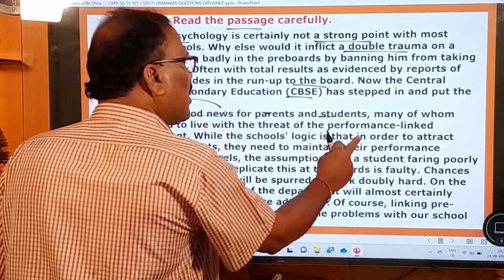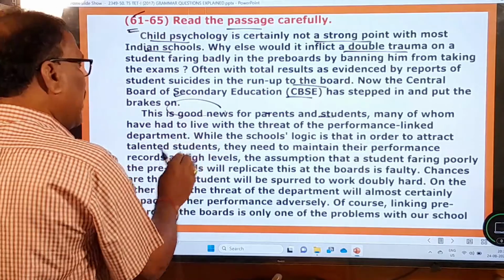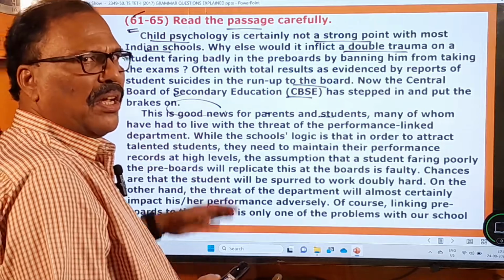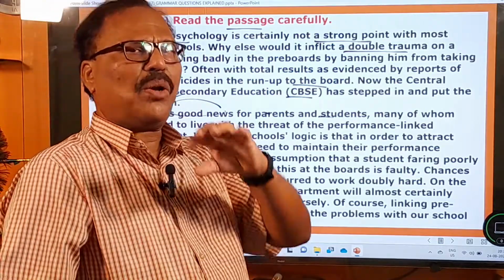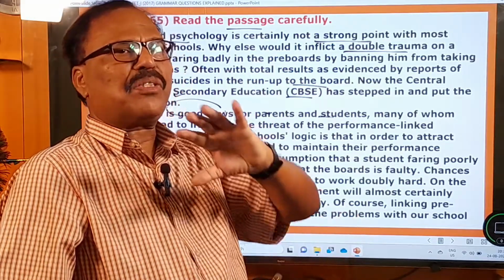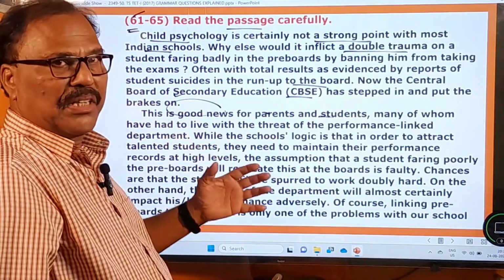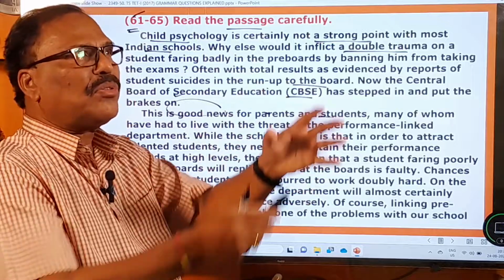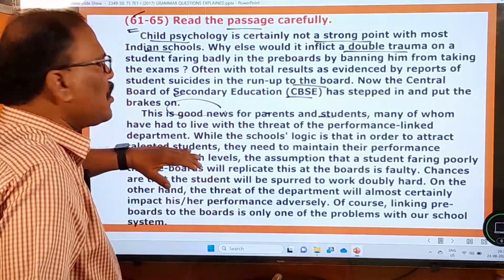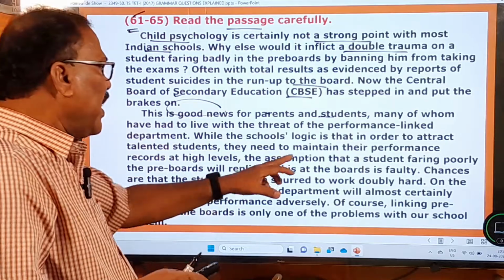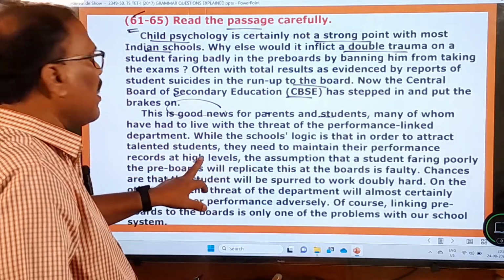The school's logic is that in order to attract talented students, they need to maintain their performance records at high levels. Very well, not only in corporate high schools, but also in corporate colleges, the same trend is continuing now. In order to attract talented or highly intelligent students, they are maintaining their performance records at high levels.